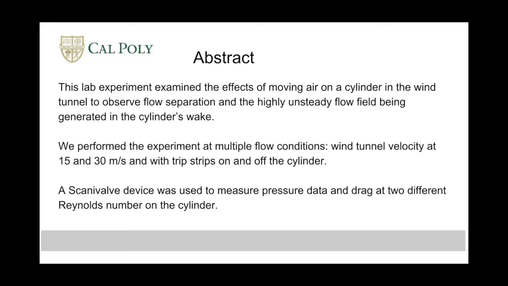This lab experiment examined the effects of moving air on a cylinder in the wind tunnel to observe flow separation and the highly unsteady flow field being generated in the cylinder's wake. We performed the experiment at multiple flow conditions: wind tunnel velocity at 15 and 30 meters per second, and with trip strips on and off the cylinder. A scanning valve device was used to measure pressure data and drag at 2 different Reynolds numbers on the cylinder.